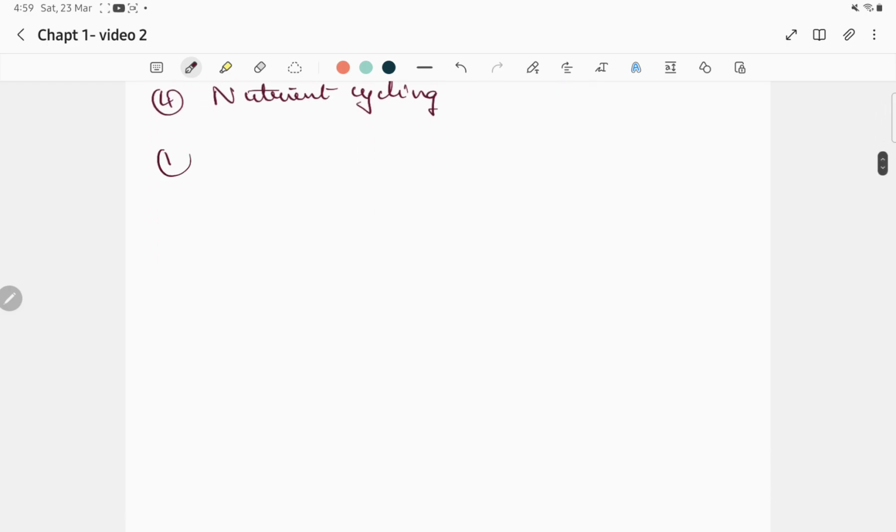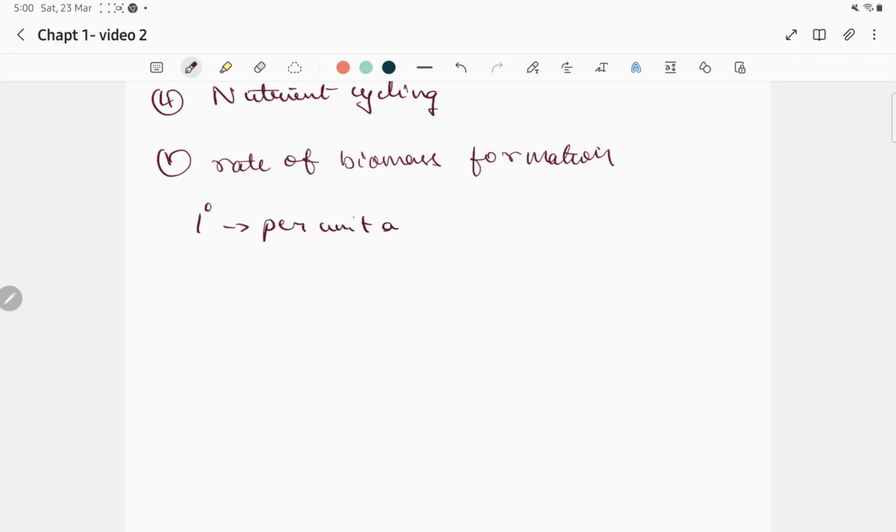So what's productivity? The rate of biomass formation is called productivity. How much biomass production happens is called productivity, and a considerable amount of biomass is used for respiration also. What is primary production? It is defined as the amount of biomass produced per unit area over a period of time.